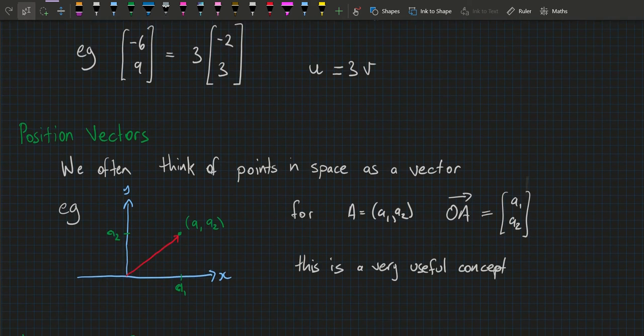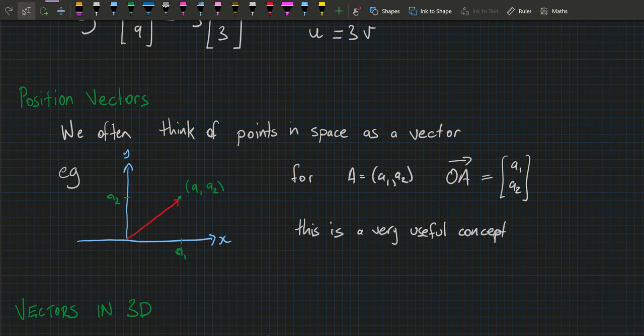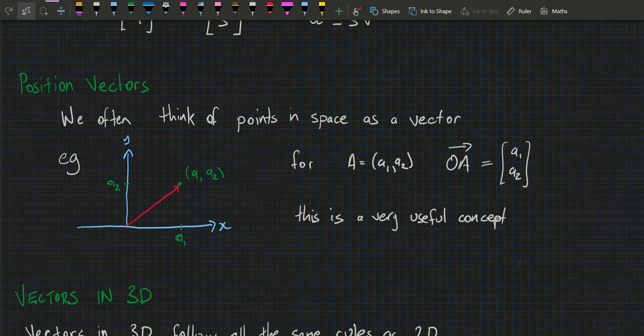And position vectors, okay? So you can think of points as a vector from the origin to that point. And you guys have already seen complex numbers. Complex numbers you can think of as vectors in space as well. And these are really useful concepts for lots of mathematical concepts and applications in life.